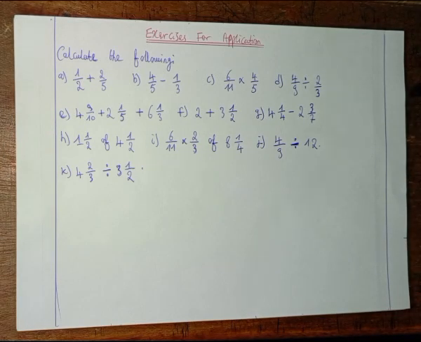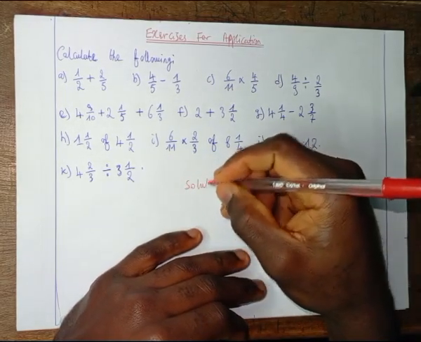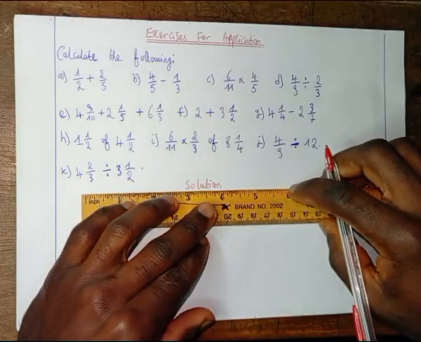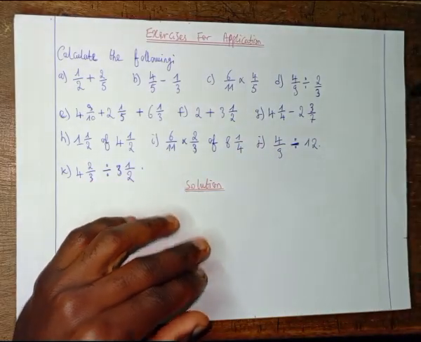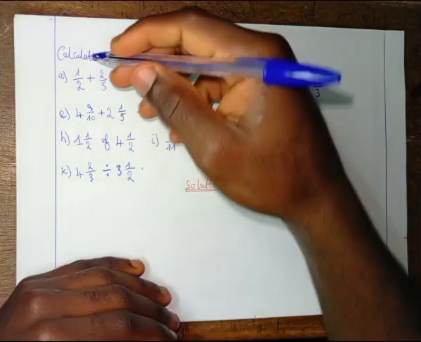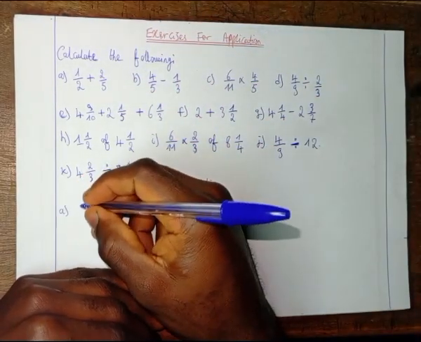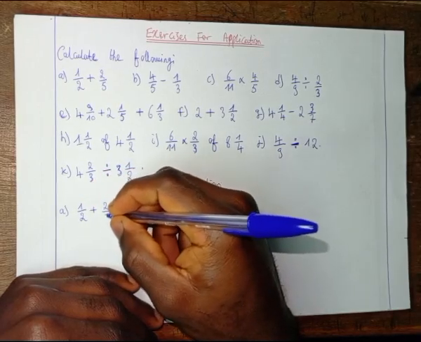We are going to continue from where we ended last time with the correction of the following exercises for application. We are going to start by taking down the solution. It goes: calculate the following. For question A, we have a half plus 2 fifths.